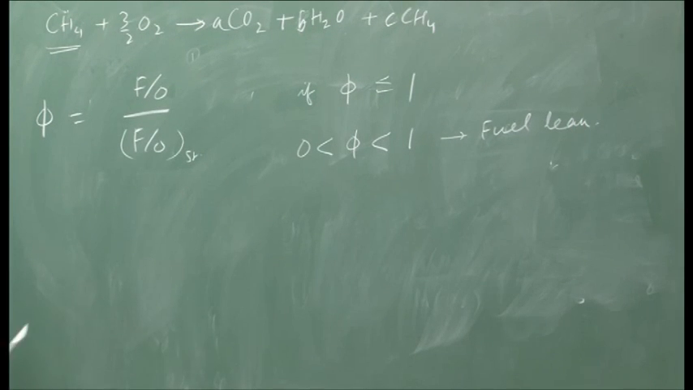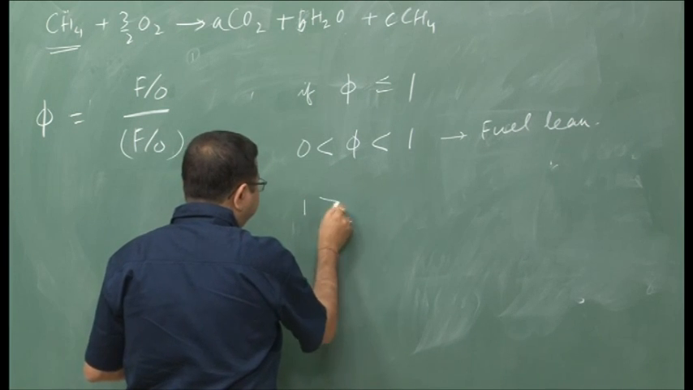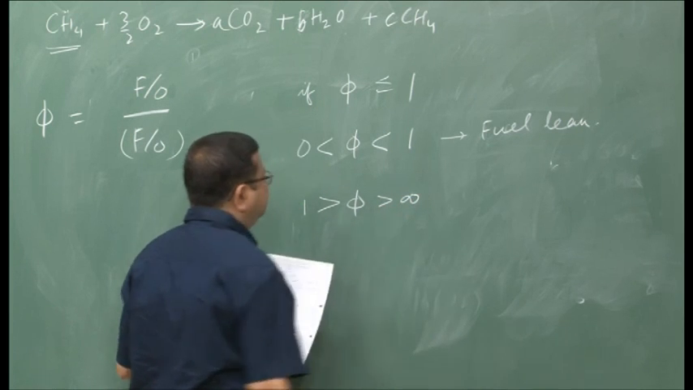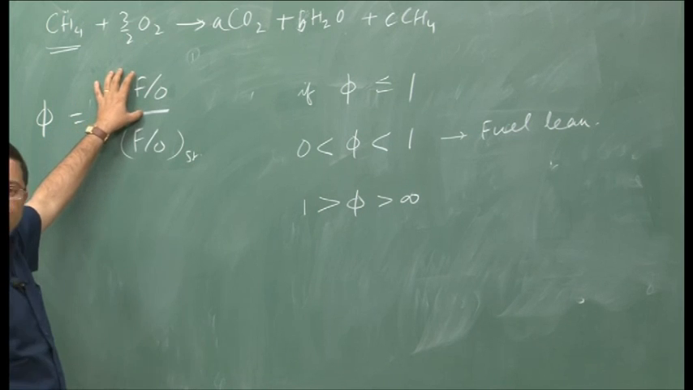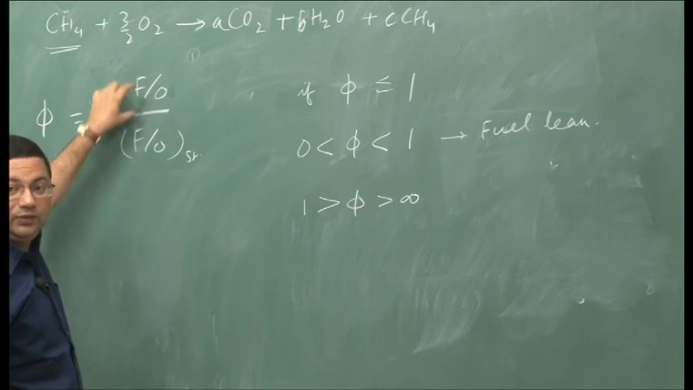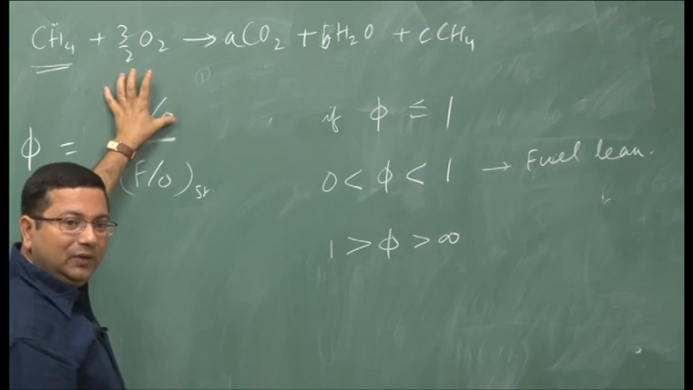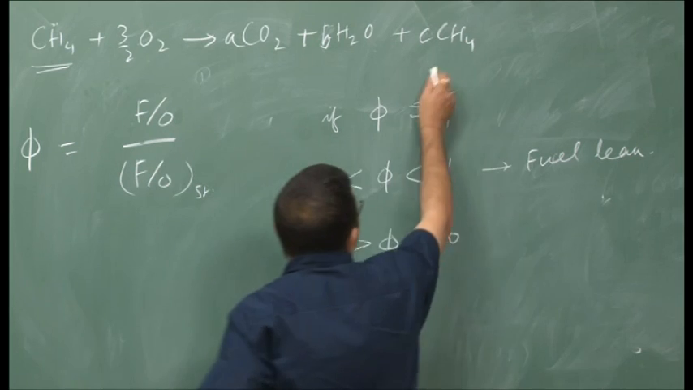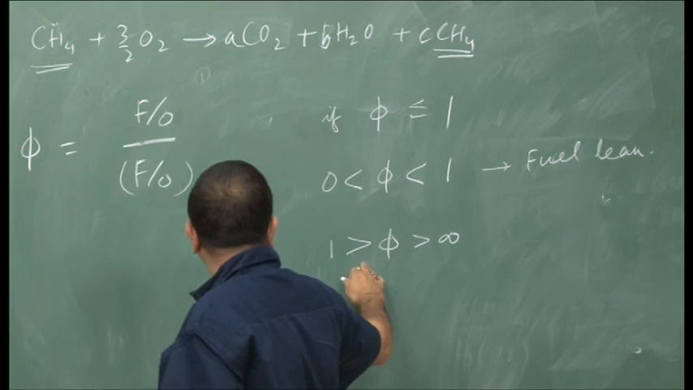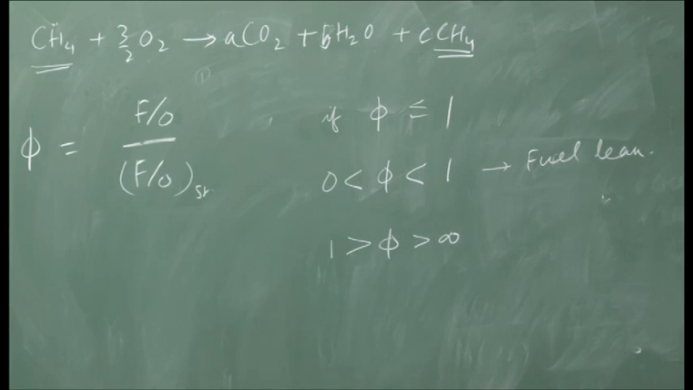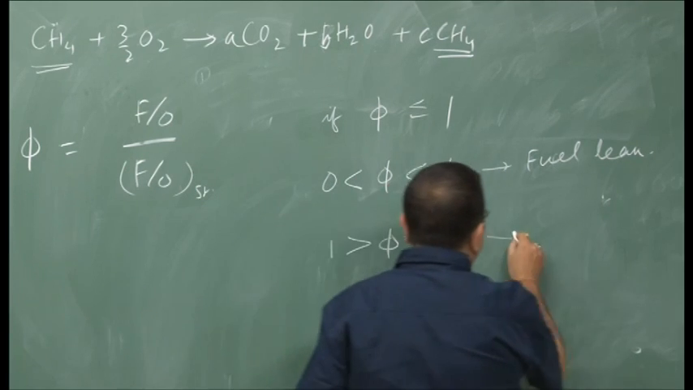Okay. And on the other hand, if phi is between 1 and infinity, okay, that is phi is greater than 1, in that case either fuel is more than the stoichiometric requirement or oxidizer is less. For example, in this one, oxidizer was less. In this example, what happened? We had some unburned fuel remaining. So, when the equivalence ratio is more than 1, some fuel will remain unburned. So, that is called fuel rich.